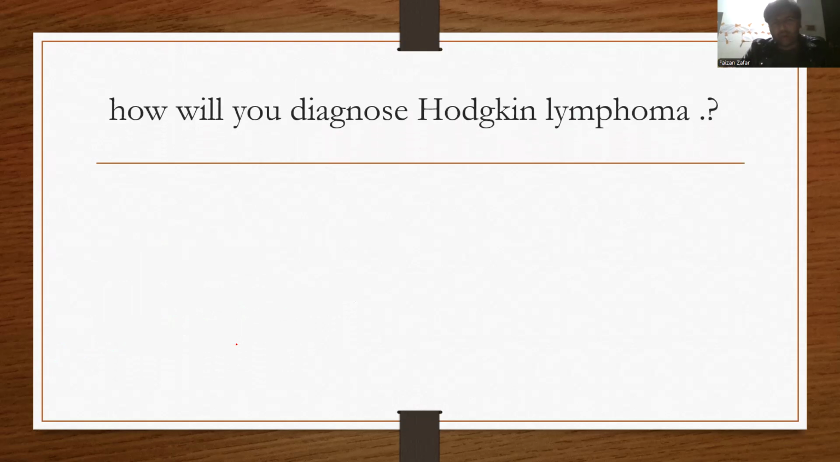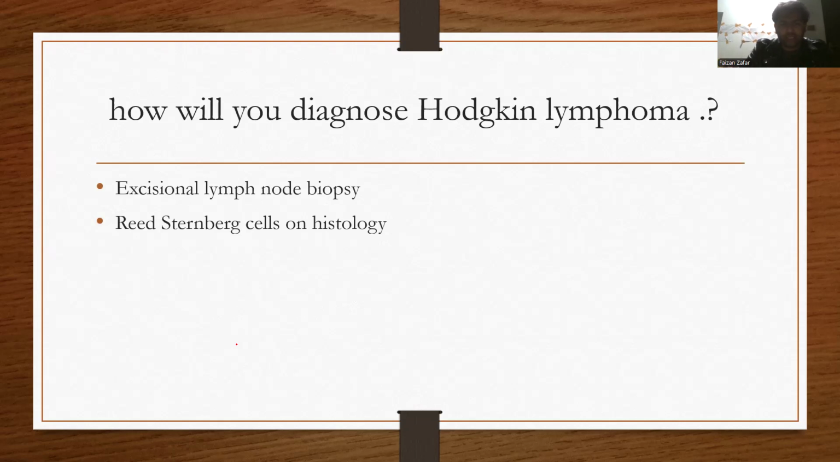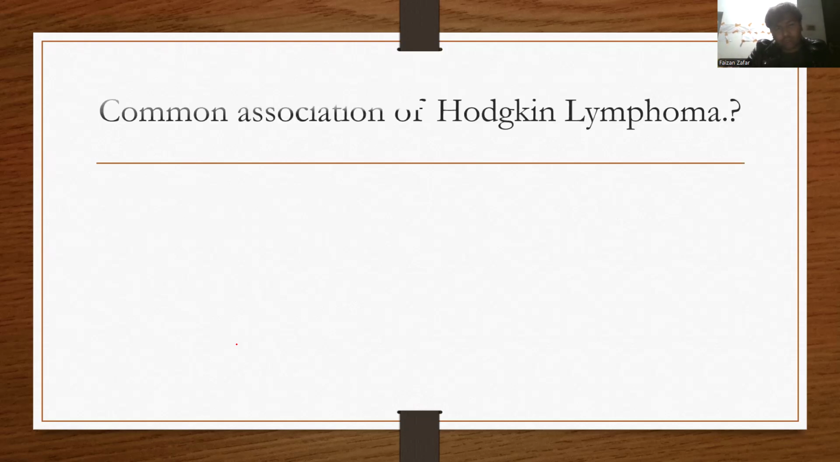How will you diagnose Hodgkin lymphoma? It's a simple excision of the lymph node. Because the lymph node is involved, you excise the lymph node and take the histology. You will find the Reed-Sternberg cells. We will discuss the Reed-Sternberg cells in detail. So: excision lymph node biopsy, Reed-Sternberg cells on histology. Common association of Hodgkin lymphoma: Epstein-Barr virus and immunosuppression.